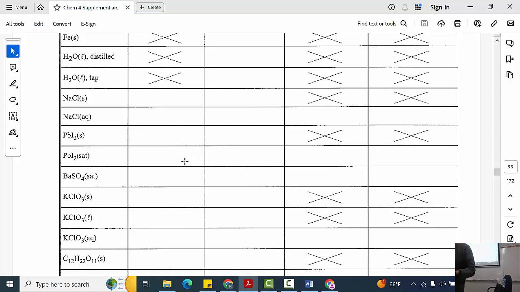Do you think it's going to conduct electricity? No. It doesn't conduct electricity. Why? It's not aqueous. It doesn't have to be aqueous to conduct electricity, so that's not the reason. It doesn't have translational mobility. Yeah, it doesn't have translational mobility. It's locked in a solid state.